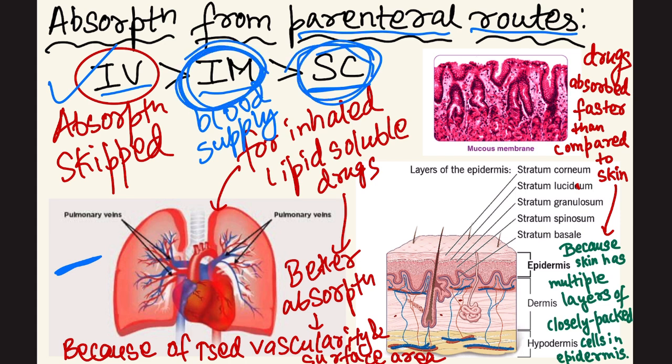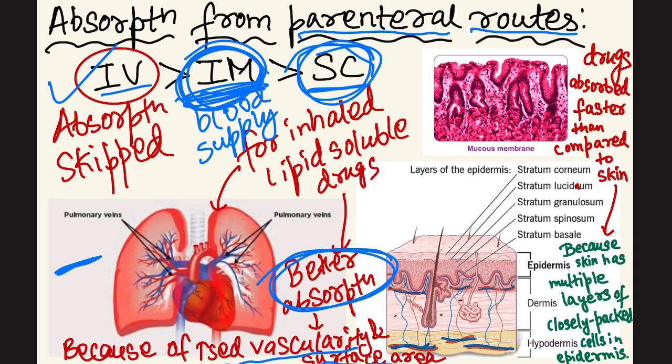And then we have the inhalation route. In inhalation route also, the drugs will be absorbed faster. If it is lipid soluble inhaled drugs, it will be absorbed faster even than the intramuscular route, because the lung has increased vascularity, plus it also has a large surface area for absorption. So there will be better absorption in case of inhalation route.